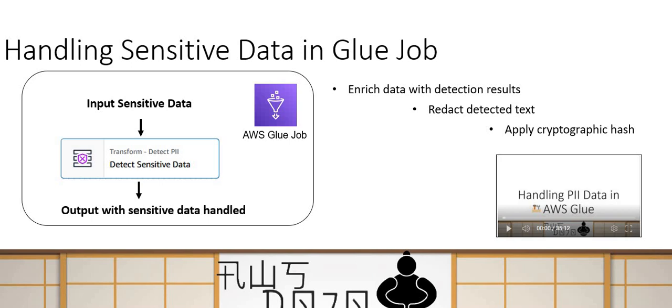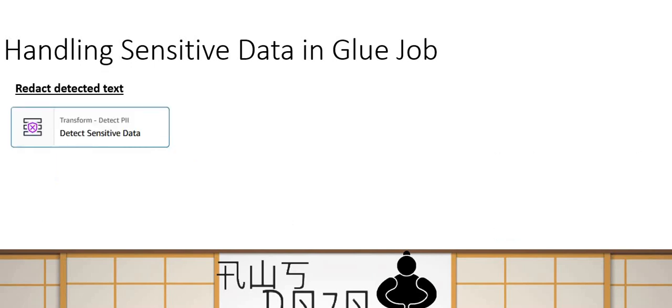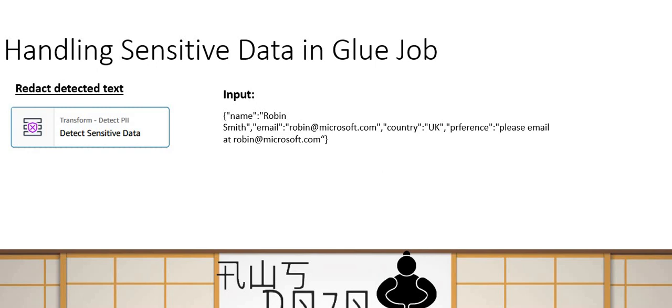But the important thing to understand is that a Glue job comes with an out-of-box transformation to identify and handle your sensitive data, and it can handle sensitive data in the three ways I just described here. So how does that look? Suppose you want to handle some sensitive data, and once you identify the sensitive data, you want to redact it, or you want to mask it.